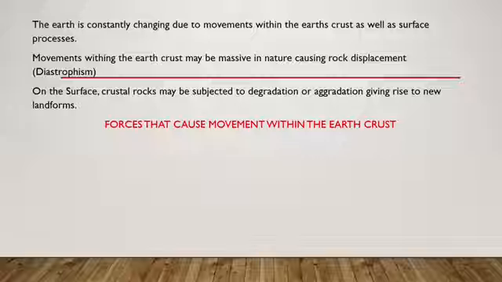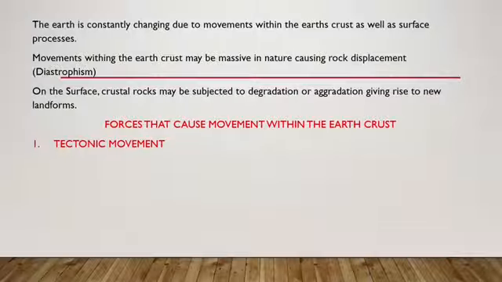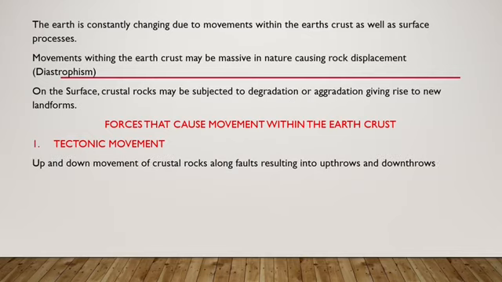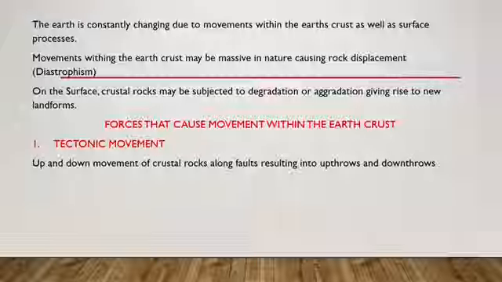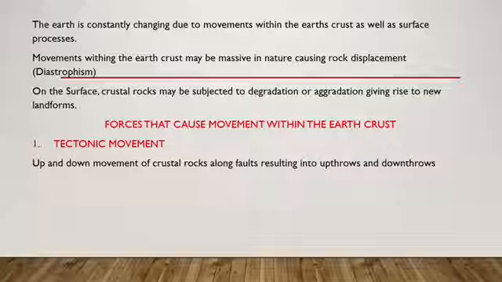Now, within the earth, there are forces that cause movement within the earth crust, and these forces are tectonic movement. This is the mother of all movement within the earth crust. It is the primary movement of all activities that occur within the earth crust, and tectonic activity is just talking about the up and down movement of crustal rocks along fault lines. A fault is just a crack. Sometimes when you are looking at your building, there happens to be a crack on your building, or on the earth surface there are mostly cracks. That crack there is what we call a fault. So the up and down movement of crustal rocks along faults, which results in upthrows and downthrows, is what we call the tectonic movement.